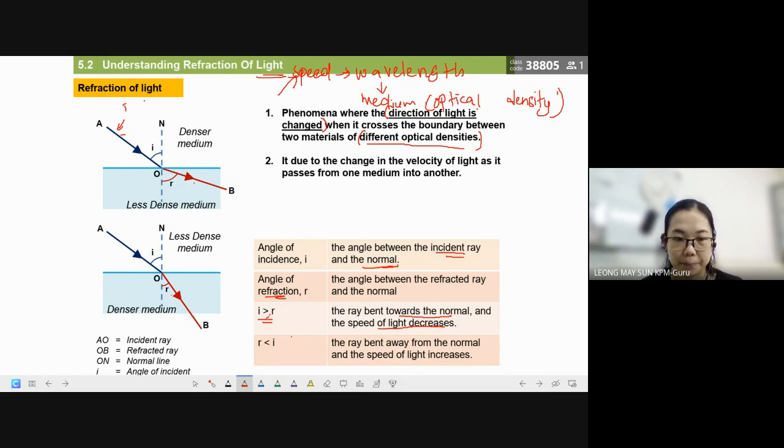Then, if the refracted angle is more than the incident angle, the symbol is supposed to be R greater than I. No wonder I keep explaining one thing, but this was written wrongly. When the refracted angle is more than the incident angle, moving from a denser medium towards a less dense medium, the ray bends away from the normal line. It moves further away. Now, how do we actually see that it moves further away?